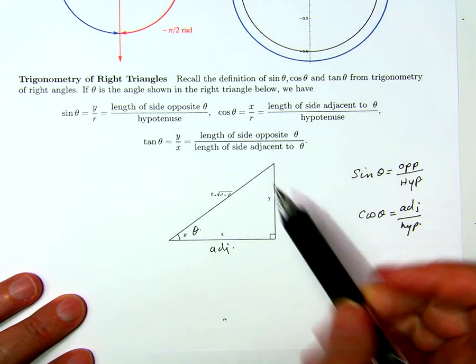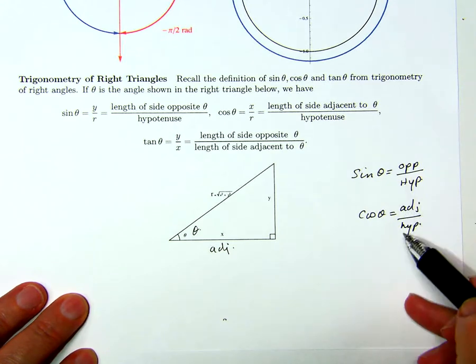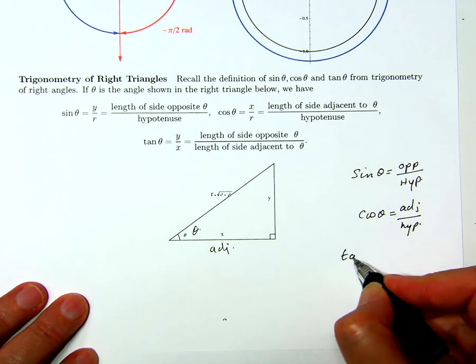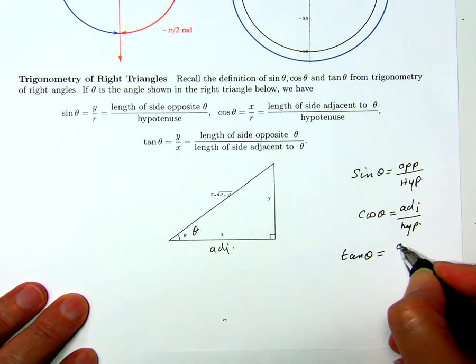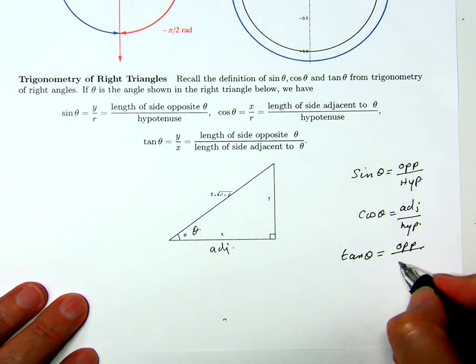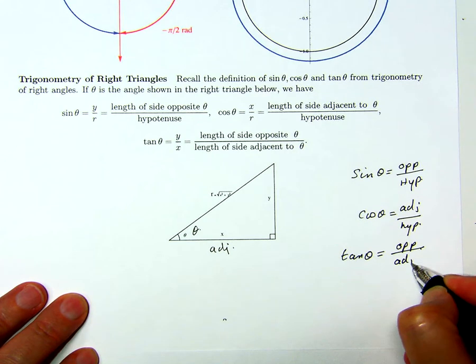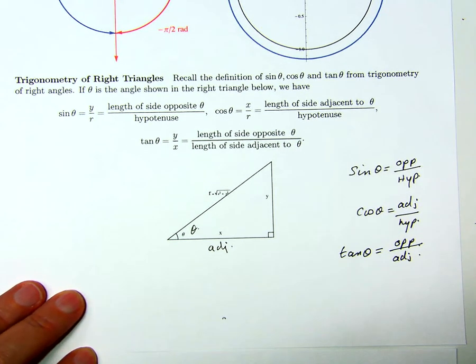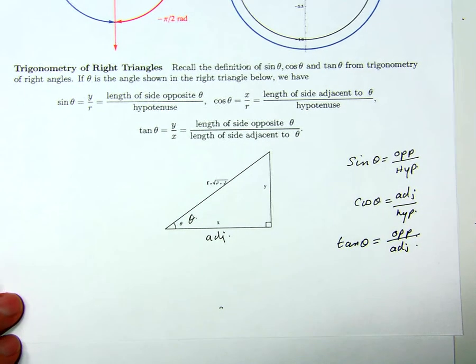And then tangent of theta is sine theta over cosine of theta. So for tangent of theta, those hypotenuses cancel, and we have tangent of theta as the opposite over the adjacent.